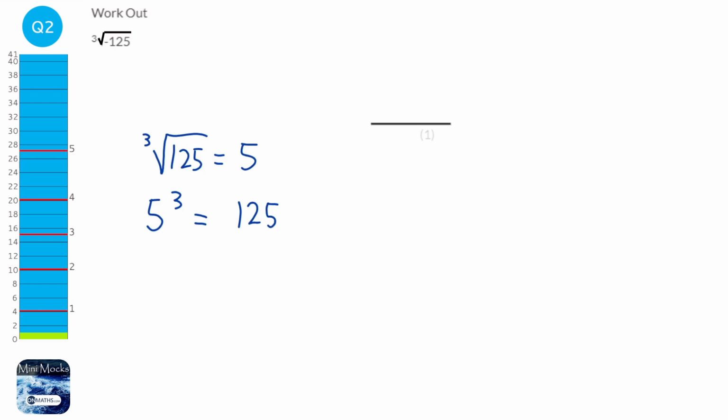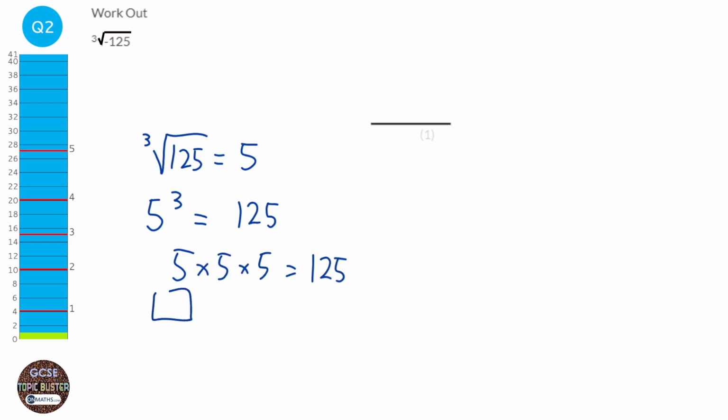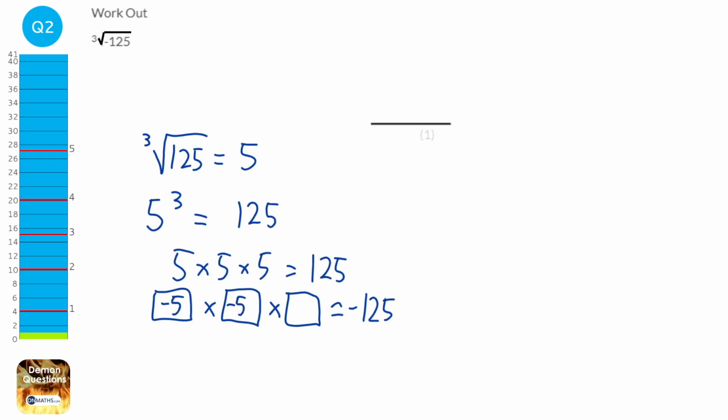Well, I know the cube root of 125 is 5 because 5 times 5 times 5 is 125. 5 times itself 3 times is 125. So what times itself 3 times is going to equal minus 125? It's going to be minus 5 times minus 5, which will be positive 25, times minus 5 will be a negative, minus 125. So our answer is going to be minus 5.